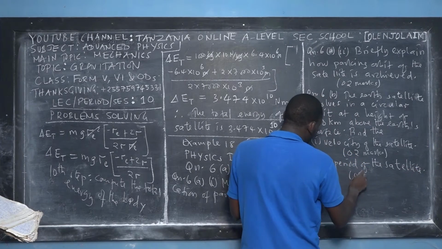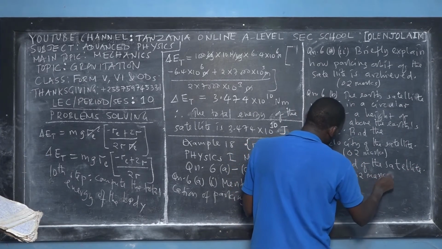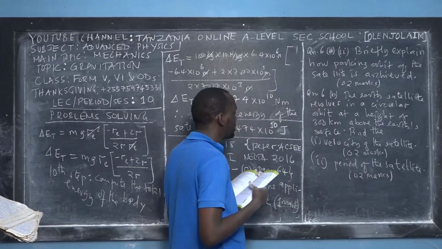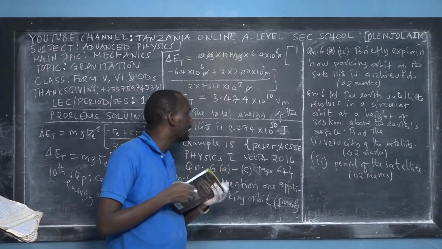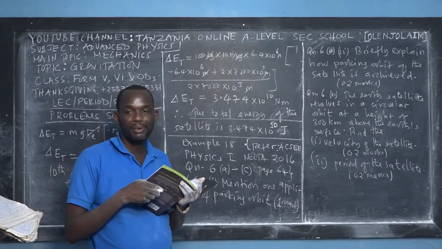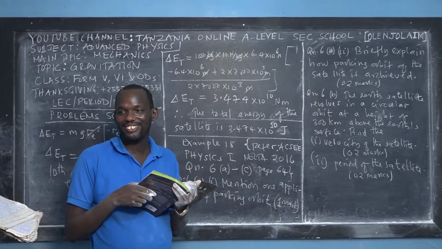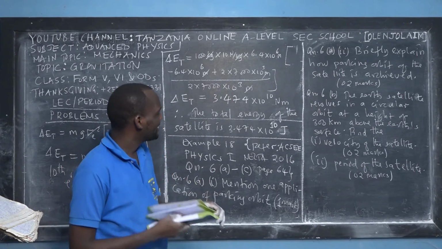This one will be given 2 marks. So total now, if you manage to solve the whole questions up to part A and B, you have 7 marks. So how many marks are you going for 10? 3.